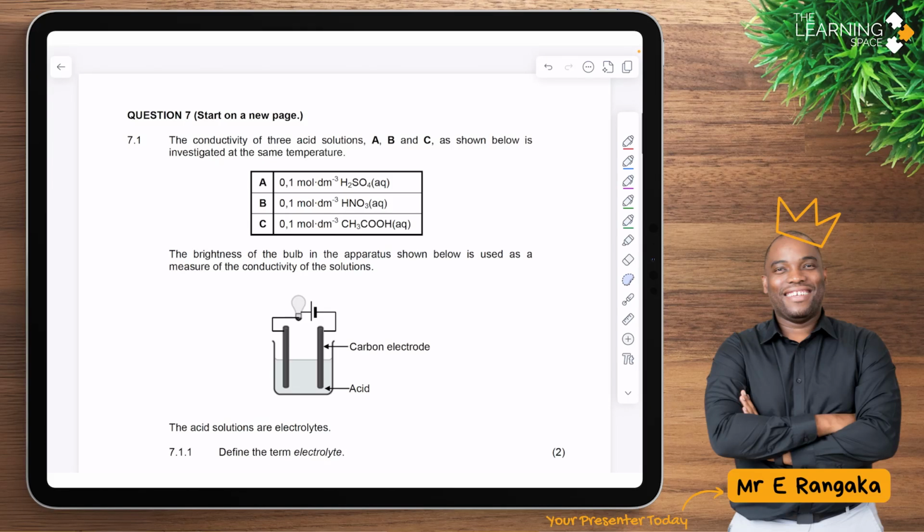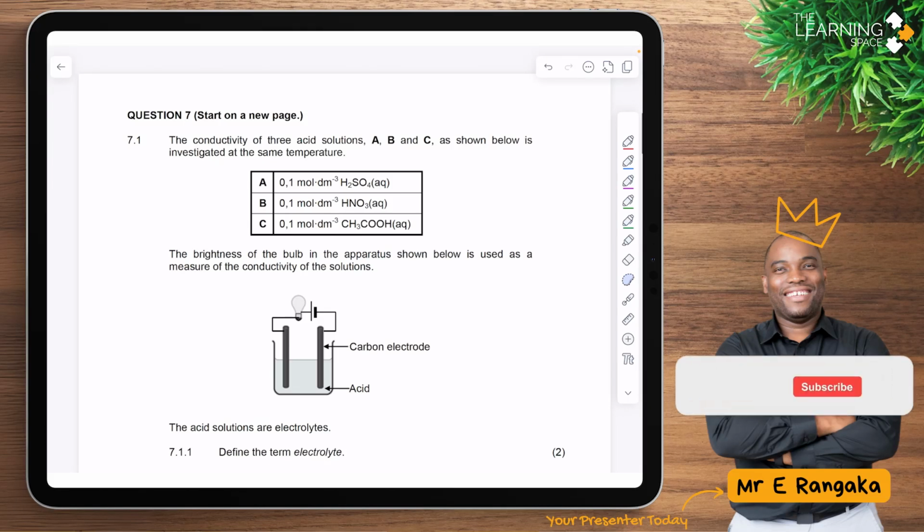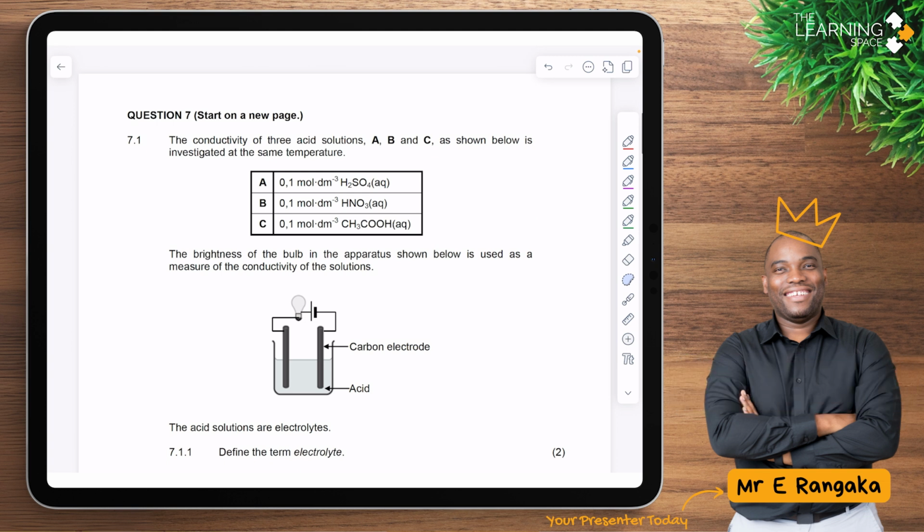This is the method I taught my A students on how to always nail acids and bases. We're going to start with this question, and you'll see how I apply the method in the more challenging parts of the question paper. So, question 7 says, the conductivity of 3 acid solutions, A, B, and C, are investigated at the same temperature, and they show us these 3 solutions below. The brightness of the bulb in the apparatus shown below is used as a measure of the conductivity of the solutions above. So we see the diagram there with copper electrodes and an acid, right?